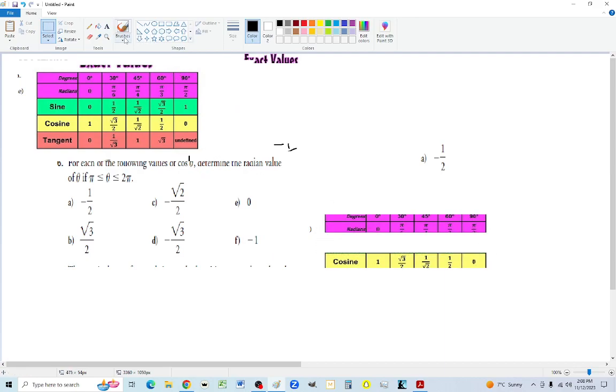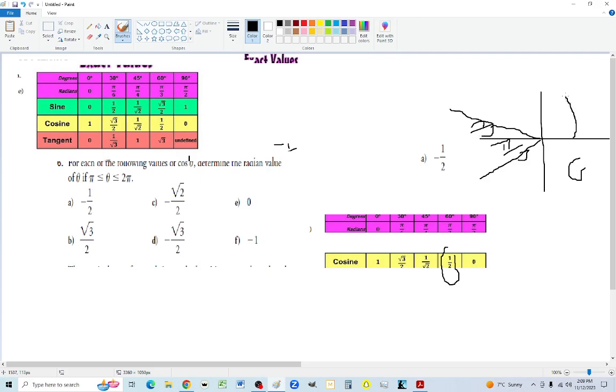If we look at negative a half, which one has negative half? Well, this has a half. So we have to figure out where cosine is negative. Well, cosine is positive here and here, so therefore we're talking here and here. What value are we talking about? 60 degrees, which is pi over 3, which means the acute angle here is going to be pi over 3 here and pi over 3 here. It's going to be pi over 3 between the line and the x-axis here, and pi over 3 between the line and the x-axis here.